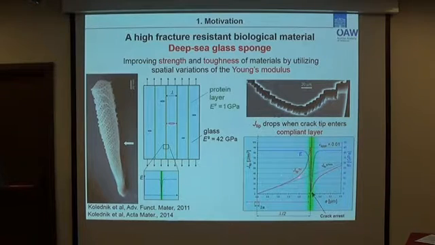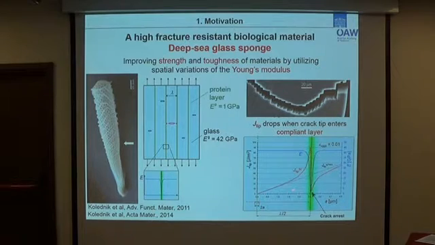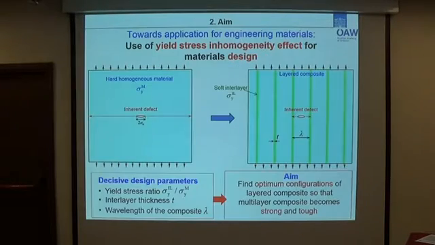As you can see, when a crack enters the protein interlayer, the crack driving force is strongly reduced, and therefore the crack is arrested by the protein interlayers, and this is the reason why this structure is so tough. Now, the idea of enhancing fracture resistance by inserting compliant interlayers, which works very well in the deep-sea glass sponge, can be transferred to technical materials.